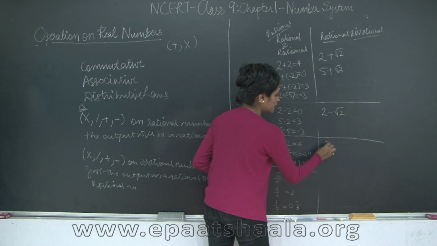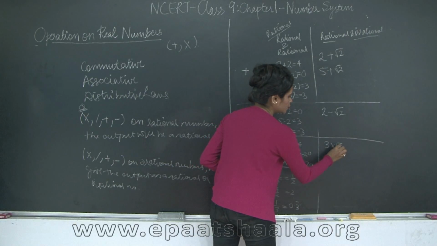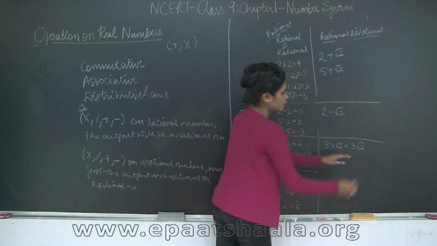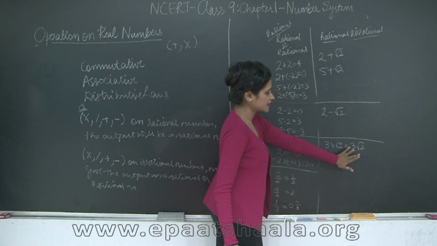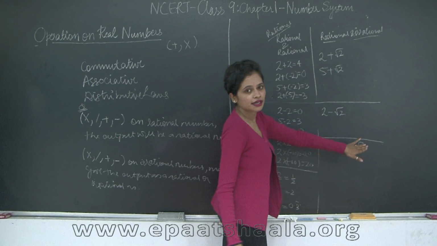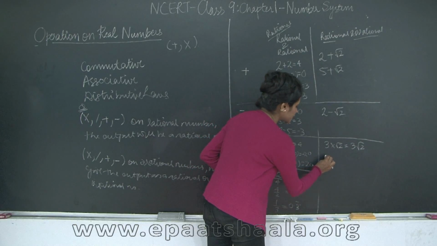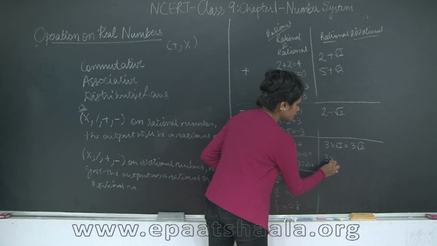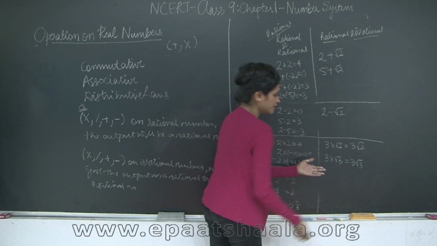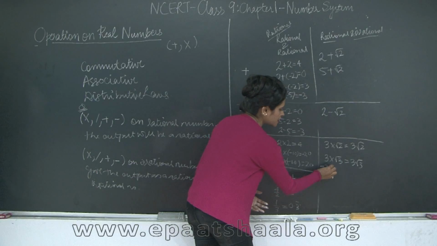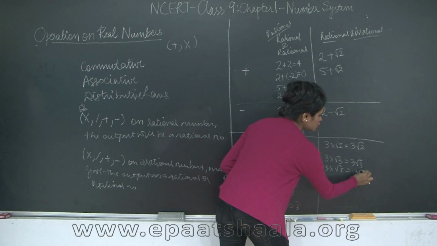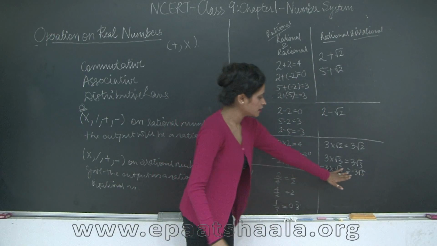If I take 3 into root 2, this is going to give me 3 root 2. So the output here is irrational again, because 3, although it is rational, is getting multiplied with root 2. Therefore, this entire term becomes irrational. If I take something like 3 into root 3, it is going to give me 3 root 3. So even if I take any negative number, let's say minus 3 into root 5, this will be minus 3 root of 5. So the output here is irrational with the negative sign.